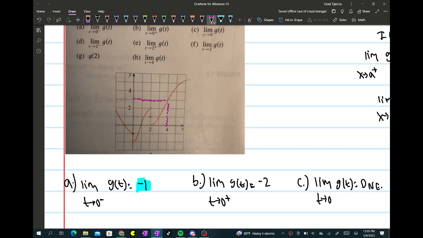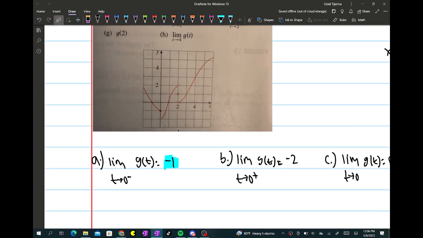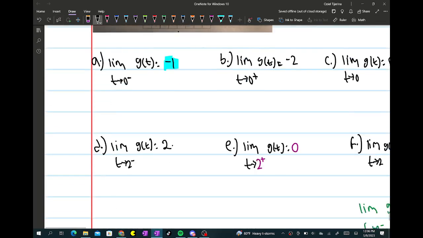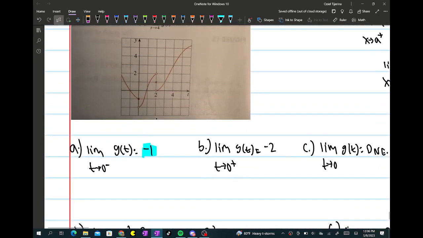A limit is what you're approaching, like what is your y value as t approaches or x approaches some value on the x-axis. It doesn't always mean that it's equal to that, because this is end behavior. We're talking about end behavior at the end of the day, and not what y equals when x equals something, because that's algebra. This is calculus, okay? But in this specific problem of g of 2, yeah, that's pretty much algebra.